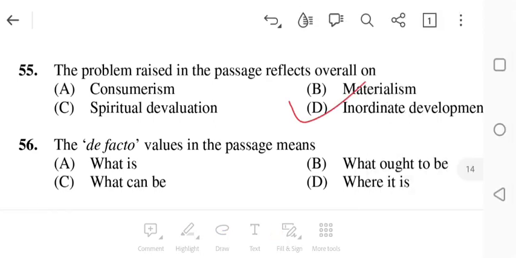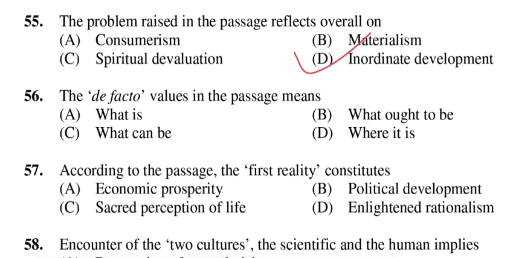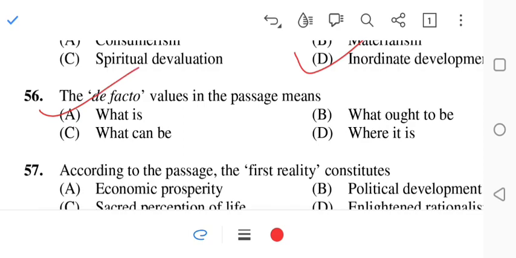56. The de facto values in the passage means what? What is, what ought to be, what can be, where it is. Very, very simple. It will be what is. Okay. De facto means what is.